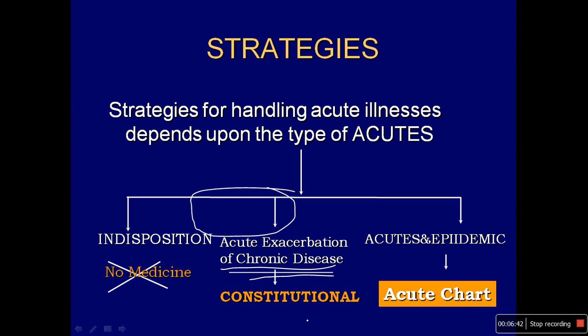In this, if you try to prescribe any acute remedy, this will not help. This situation calls for constitutional prescription. Repeat the dose if required, and the patient will be better. And then there are situations which are called acutes and epidemics. In these cases, like a patient with fever, there you follow the chart of acute.